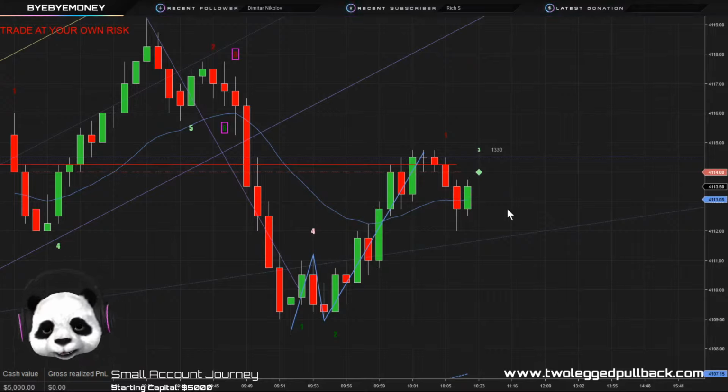So let's see here. Let's see if we get a lower high. If we get a lower high setup, I'll be interested in a lower high setup. And it's a second entry lower high setup I'm interested in. So it's A, B, C. Lower high setup at the top of the trading range.